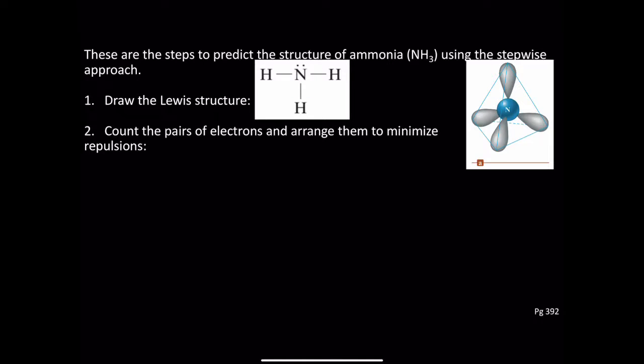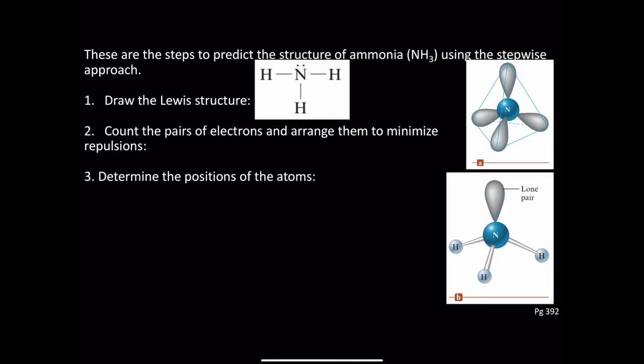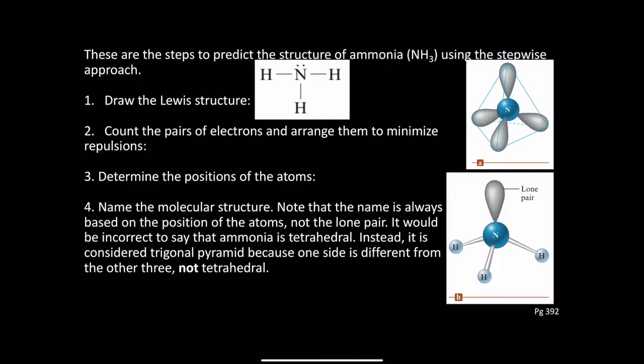Then we'll count the lone pairs of electrons and arrange them to minimize repulsions. So those lone pairs on the top, and then we'll determine the positions as well. And finally, we will name the molecular structure. These lone pairs are very repelling, they repel very greatly. Then we'll name the molecular structure, and it's always based on the position of the atoms, not the lone pair.